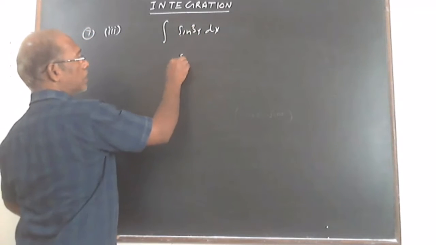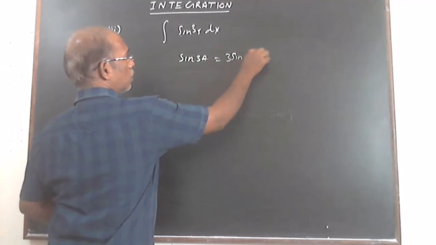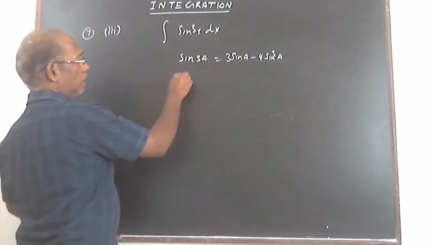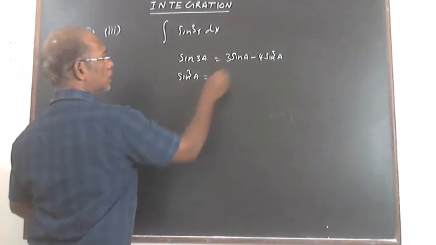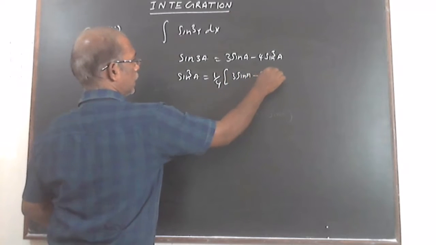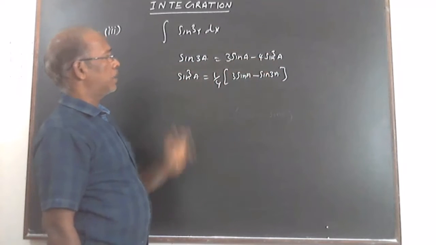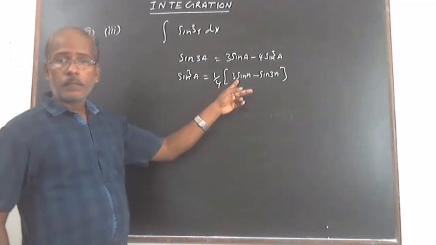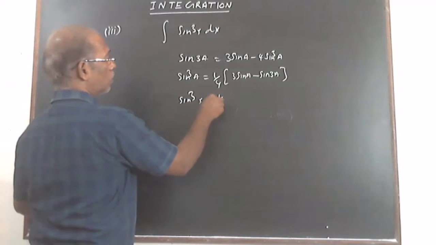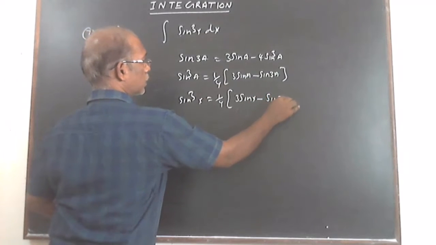Because of sine cube x, we must remember the formula sin 3a is 3 sin a minus 4 sin cube a. From this fundamental identity, sin cube a is 1 by 4 of (3 sin a minus sin 3a). We have to interchange these two and divide the entire result by 4. So this is the identity. Using this identity, we can write sin cube x equals 1 by 4 (3 sin x minus sin 3x).